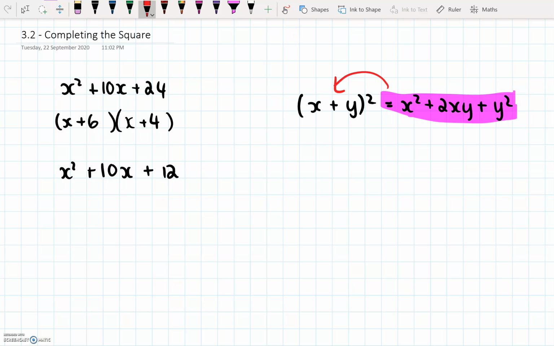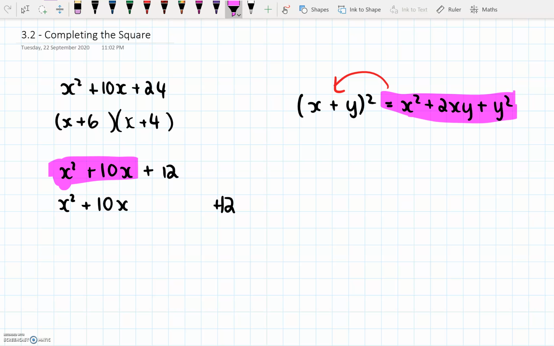Okay, so what we have first is x squared plus 10x plus 12. What I like to do with these is write x squared plus 10x as normal, and then move the 12 over a little bit. We're moving the 12 out of the way because we're going to put something in here to turn our expression into a square, so we can make it like this.